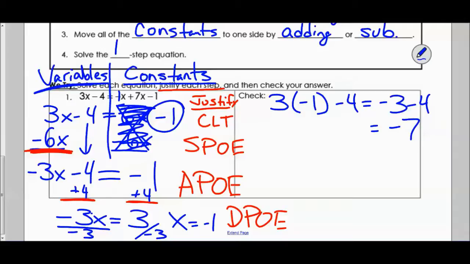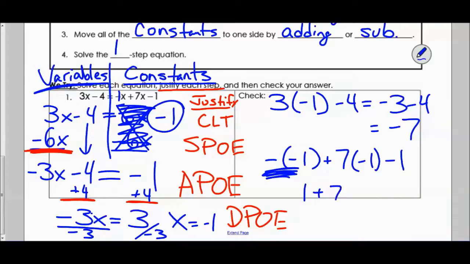Let's make sure the right side is the same. We're going to plug in negative 1 again. Negative 1 plus 7 times negative 1 minus 1. We have 2 negative signs here. That changes into a positive, so that's 1 plus 7 times negative 1 minus 1. We can do that multiplication next. 1 minus 7 minus 1. Now we're just going to work from left to right. 1 minus 7 is negative 6. Minus another 1 is negative 7.